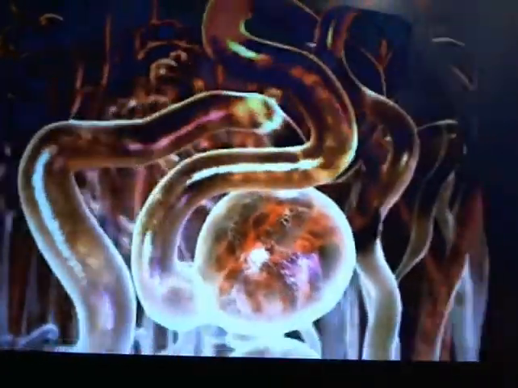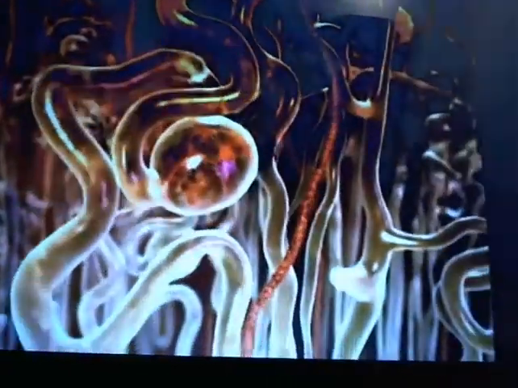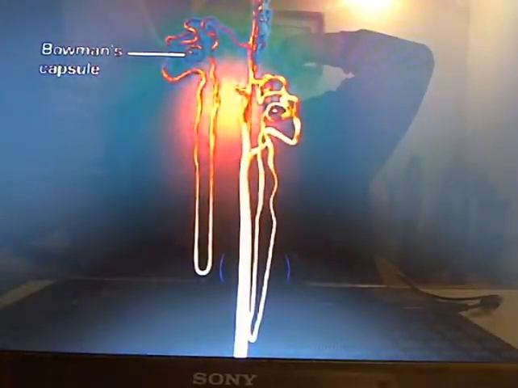The filtrate then diffuses across Bowman's space and into the tubule system of the nephron. In the tubules, some substances are added to the filtrate as part of the urine formation, and some substances are reabsorbed out of the filtrate and back into the blood. The nephron tubule is divided into 4 segments.